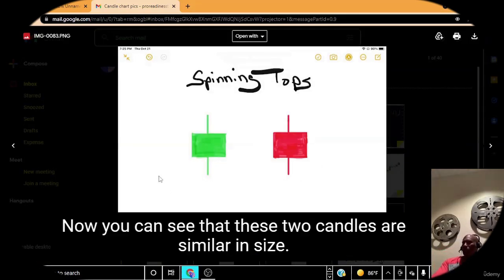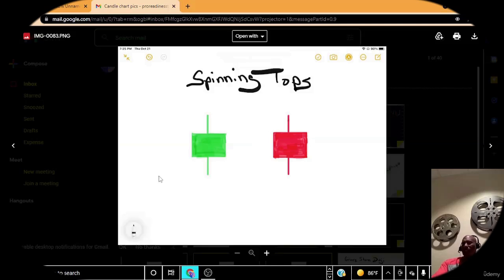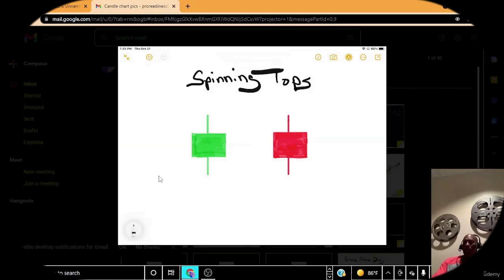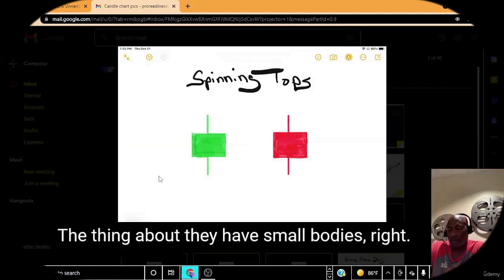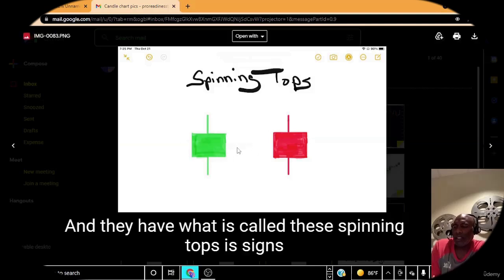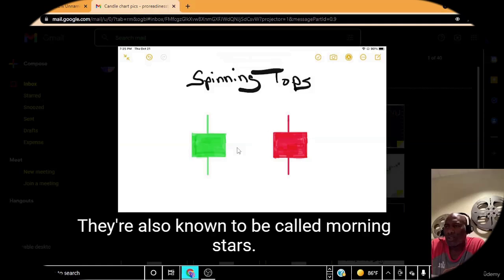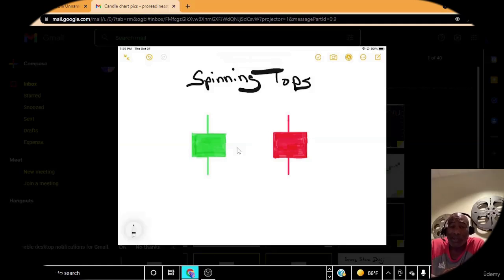Now you can see that these two candles are similar in size. You can also see that in these particular ones, the wicks are the same. They have small bodies, right? And these spinning tops are signs of potential reversals. They're also known to be called morning stars.